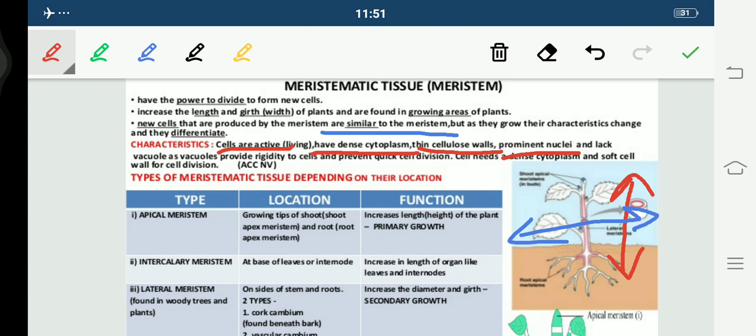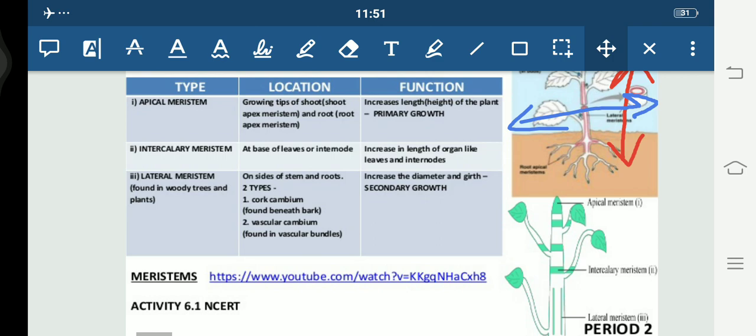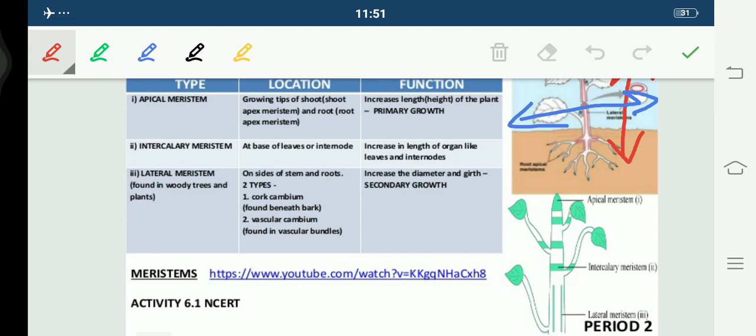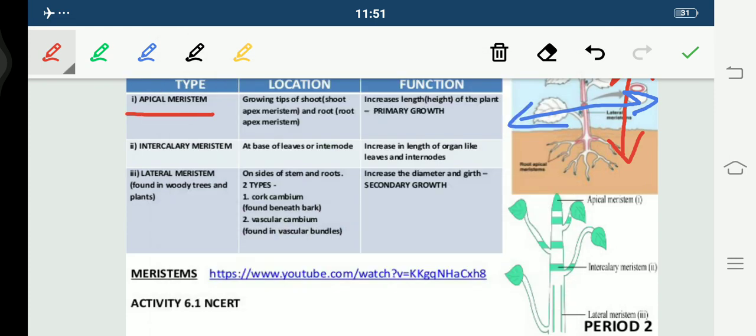Now we'll be discussing the various types of meristematic tissue. So the first one you can see here, the apical. Then we have the intercalary. Look here students. The first one is apical. Then we have the intercalary, and the last one we have is the lateral meristem, right?